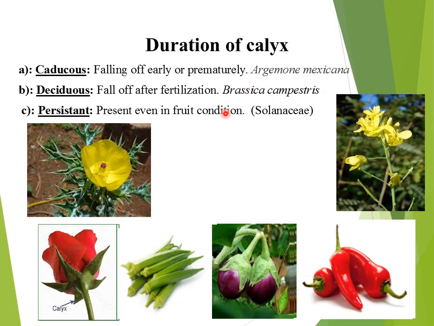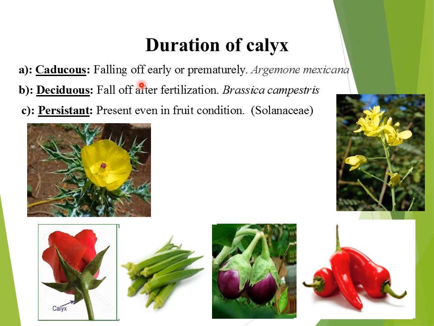Talking about the duration of calyx. Duration of calyx means how long the calyx remains attached with the fruit or the flower. On the basis of duration of the calyx, it is divided into three types: caducous, deciduous, persistent. Caducous means falling off early or prematurely. It means that the calyx falls early when the flower is premature.